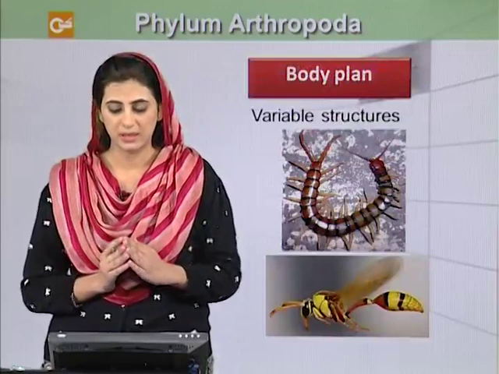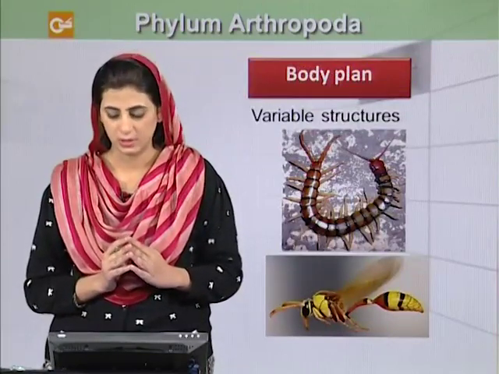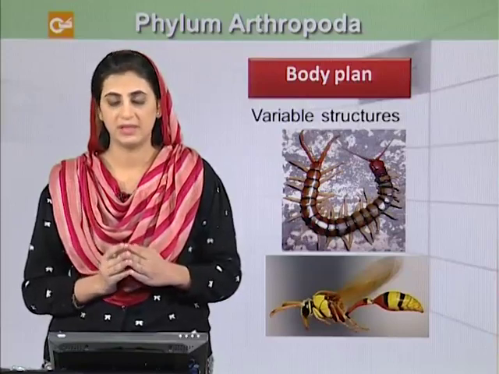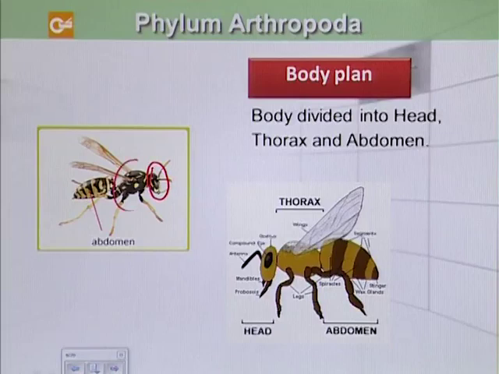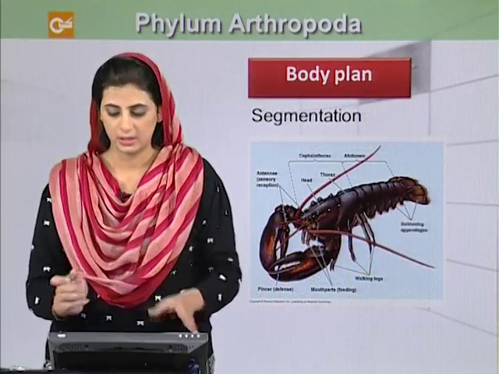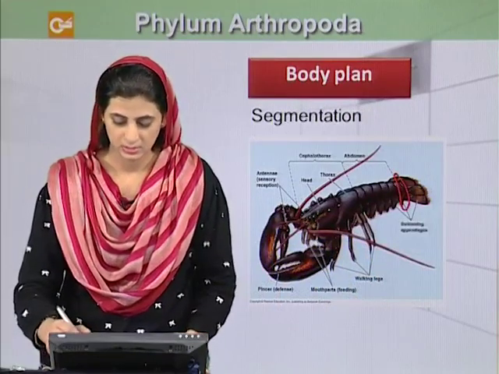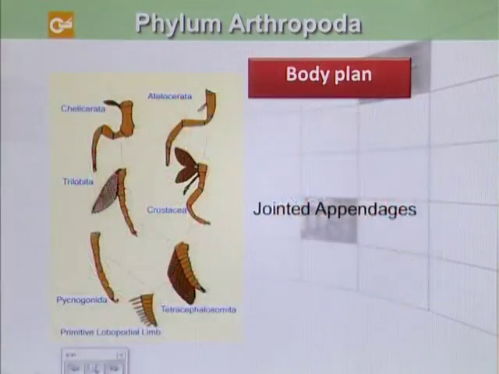About their body plan, they have variable structure. They are worm-like, for example, centipedes, or they may be flying insects. And their body is divided into 3 regions. This is head, and then thorax, and third one is abdomen. And there is segmentation in their body. You can see here the segmentation.